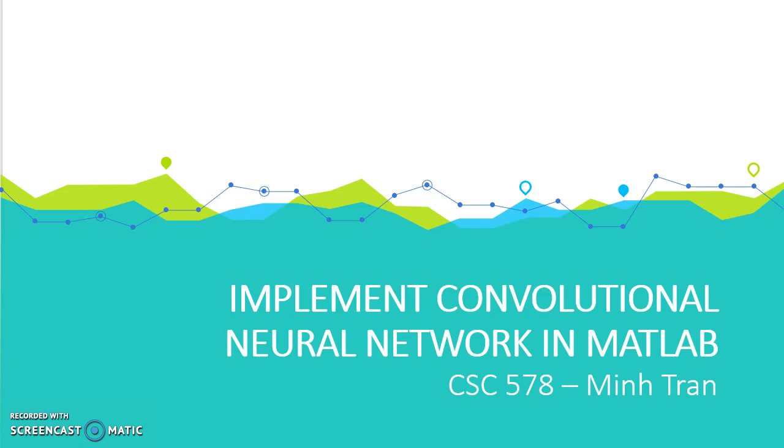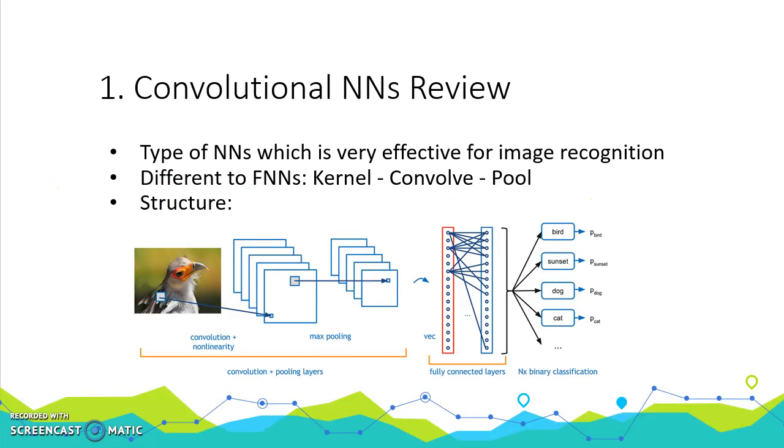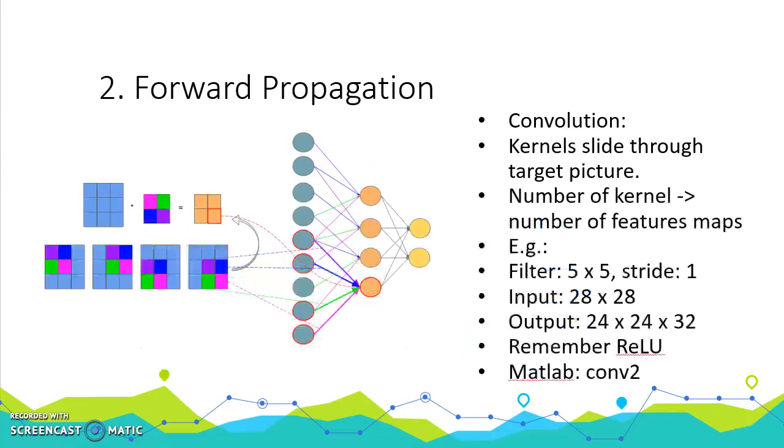Today I will talk about my final project, which is to implement a convolutional neural network in MATLAB. So, a quick review about CNN. This is a very effective type of neural network for image recognition. The difference between CNN and FNN is the structure. In CNN we also use the kernel, convolution and pooling layers, as well as the fully connected layers.